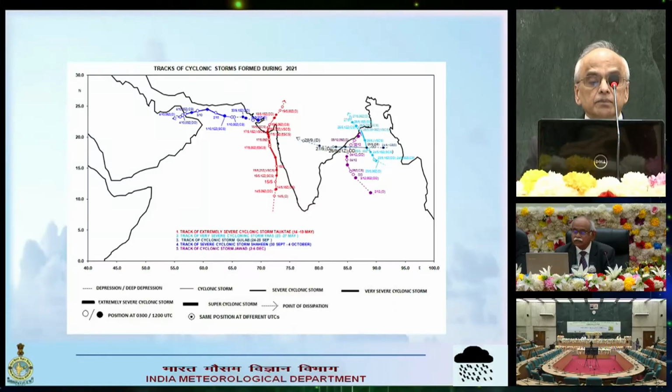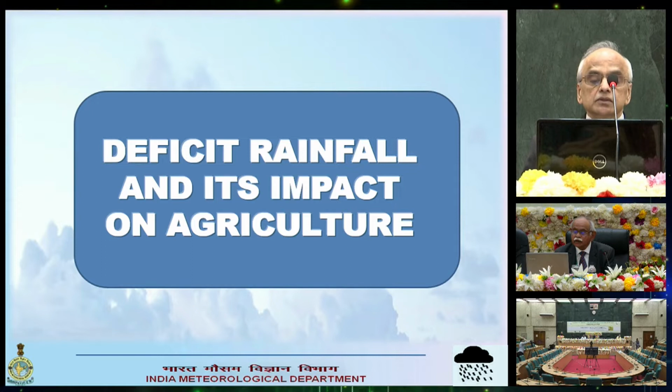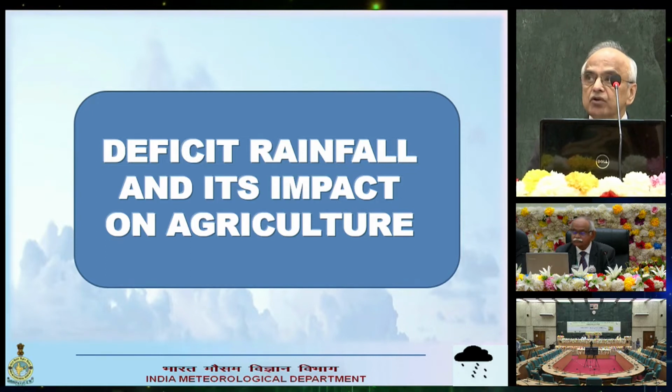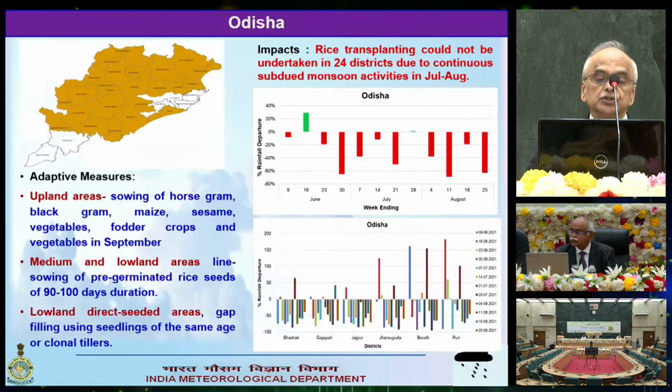So the next issue is tracks of cyclonic storms formed during 2021. And again you could see here information is provided on the different issues. For example, the colors there you could see on the cyclonic storms, severe storms, etc. So the next issue is deficit rainfall and its impact on agriculture.